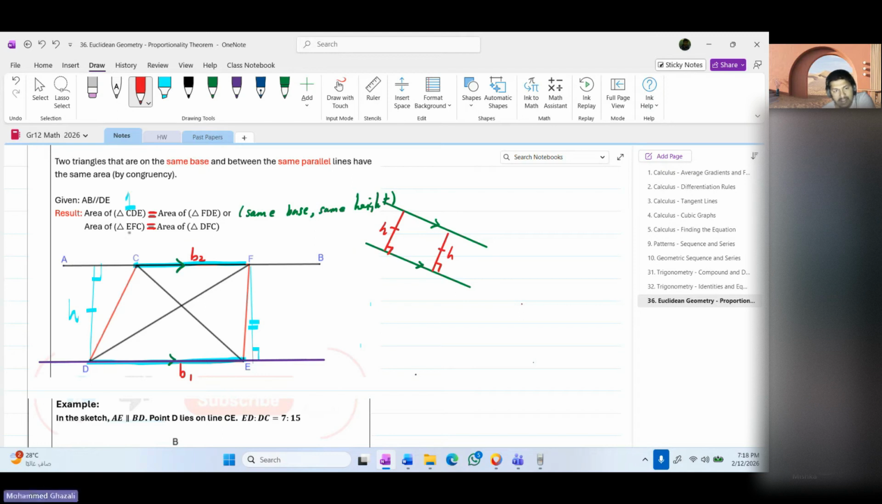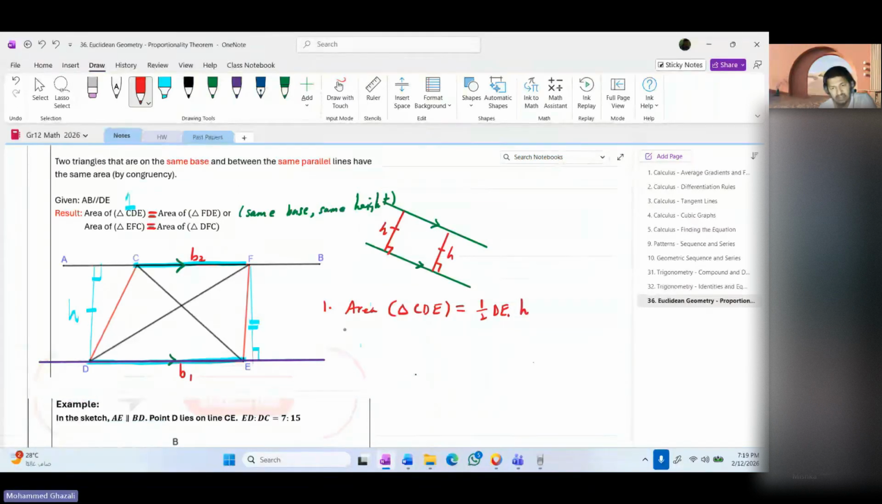Now, we have triangle EFC, and we have triangle DFC. All right, guys. Let's look at this first part that I did. Area of triangle CDE? What's area of triangle CDE? Give me the answer. Is half, what's the base? DE, times, what's the height? I drew a height here, which is H.